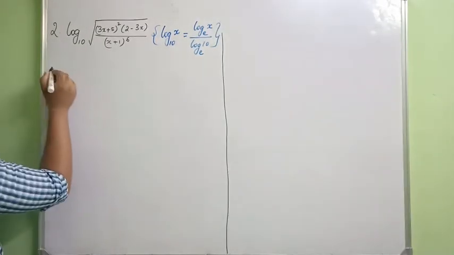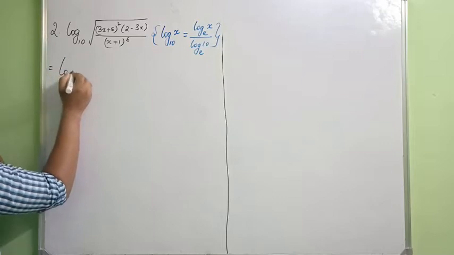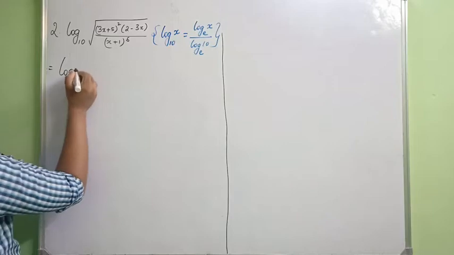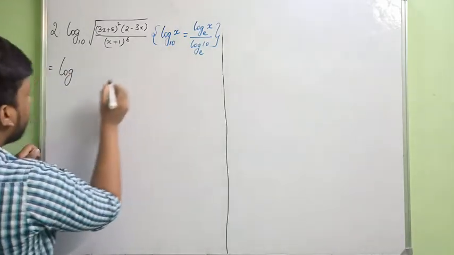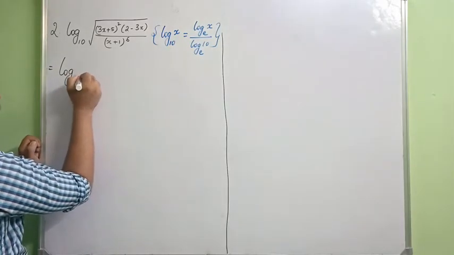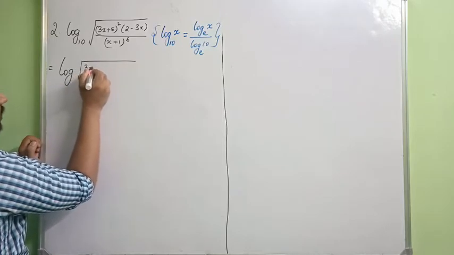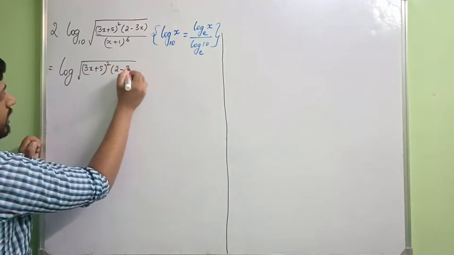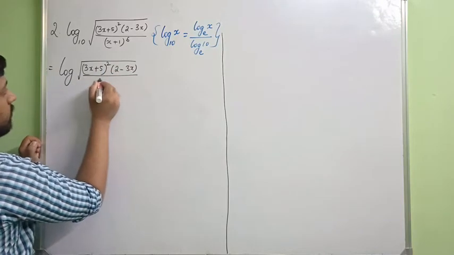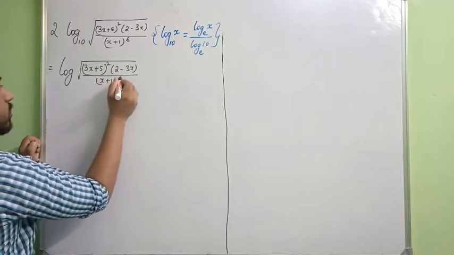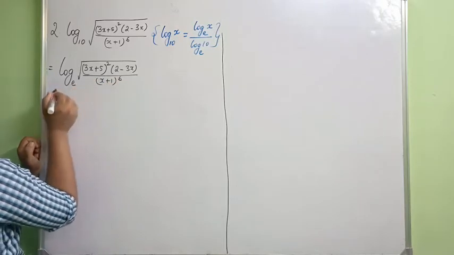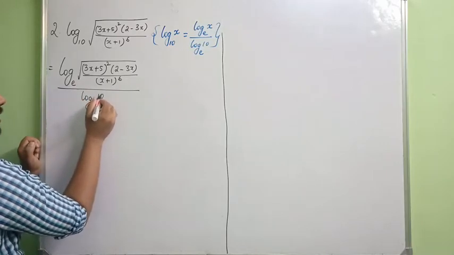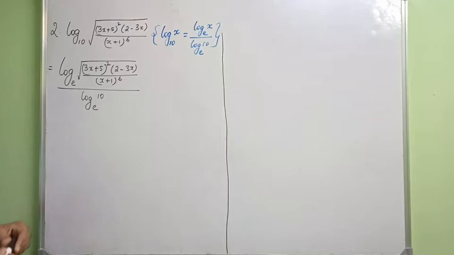So that's nothing but log base e of x, right? So it is log base e of root of 3x plus 5 to the power of 2 minus 3x, whole divided by x plus 1 to the power of 6, whole divided by log 10 to the base e. I hope you are understanding.